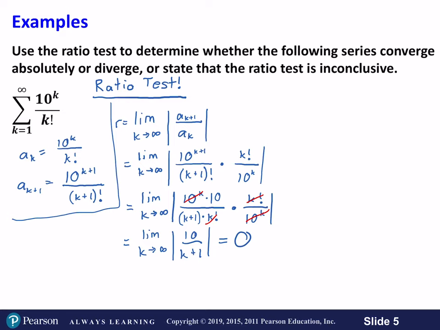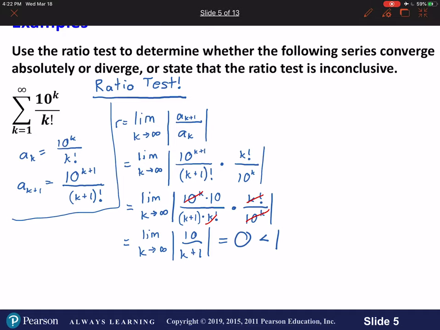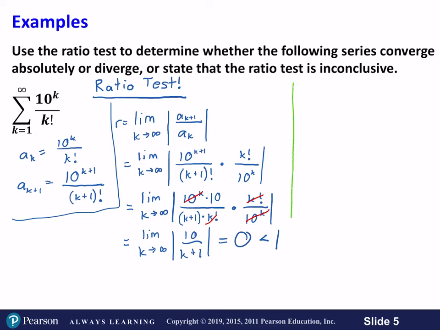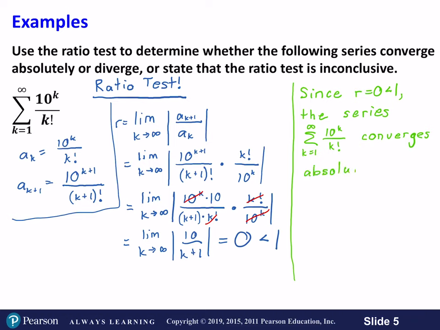And 0 is less than 1. So this thing will converge absolutely. Let's write that to the side. Since r equals 0, which is less than 1, the series sum from k equals 1 to infinity of 10 to the k over k factorial converges absolutely by the ratio test. And we're done. We didn't have to check any preconditions. We just took a limit and found that it was 0, which is less than 1, so it converges absolutely.